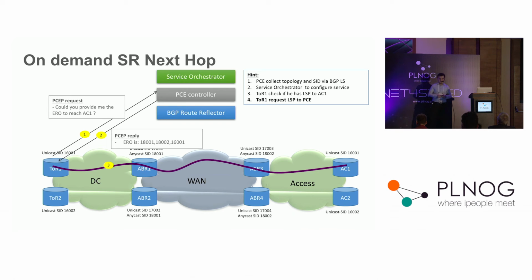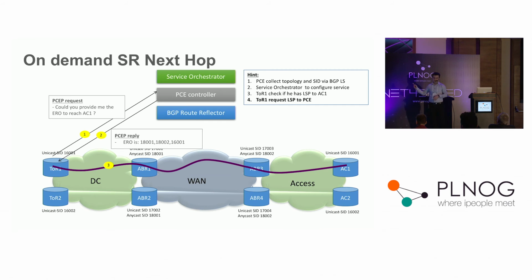And so the controller will say, okay, I have a path for you since I have the visibility from all these 3 domains, right? DC, WAN, and access. This is the label stack or an ordered list of segment IDs, which you need to use in order to reach the destination, which is behind somewhere AC1. Yeah. And so then the reply comes down and it says, this is the explicit routing object, ERO. So first label stack is 18001, which is the Anycast SID of ABR1 and ABR2.